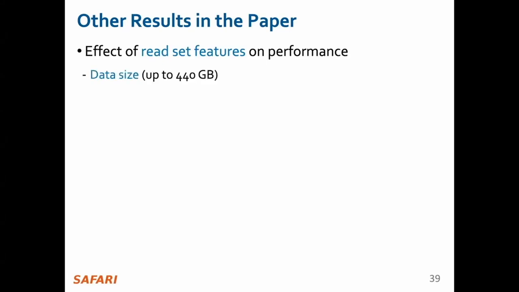So let me briefly talk about some other results that are included in the paper before concluding this talk. These include the following. We analyze the effect of read set features on performance. We scale up the data sizes to up to 440 gigabytes, and vary the filter ratio, which is the ratio of reads that will be filtered. We discussed some examples here, but in the paper we discuss a wider range of filtering ratios for different types of reads and different read mapping use cases.